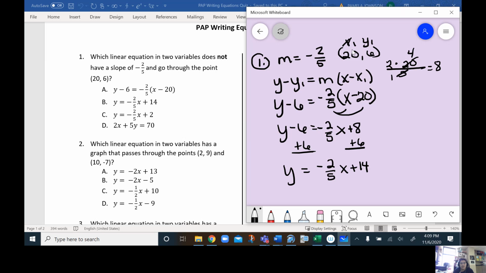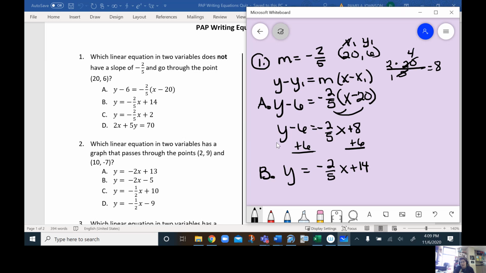All right, so this tells me that A is an equation that goes through that point, because if you look at our first step here, this one was option A. Our final point slope is option B. So A and B are both equations that go through that point. But C is not. C has a different y-intercept.